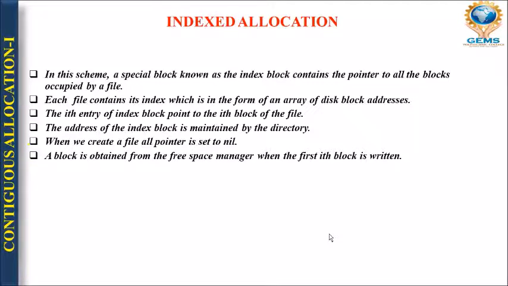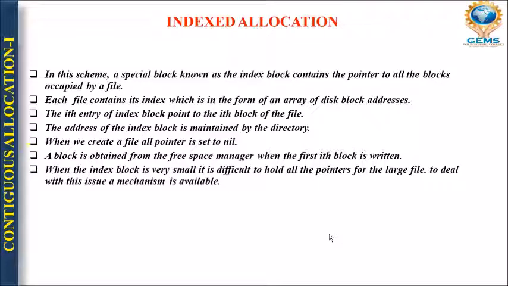It may be your ith block. So when the index block is very small, it is very difficult to hold all the pointers, right? So for a large file, ideally, some mechanism is usually also available. So what are the mechanisms? Let's see one by one.